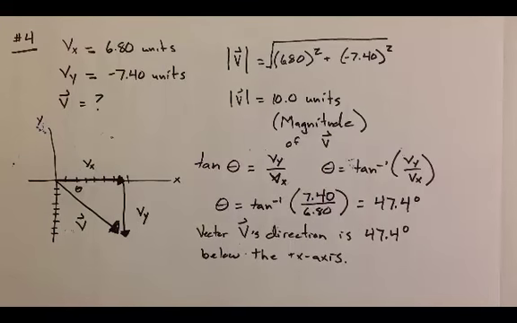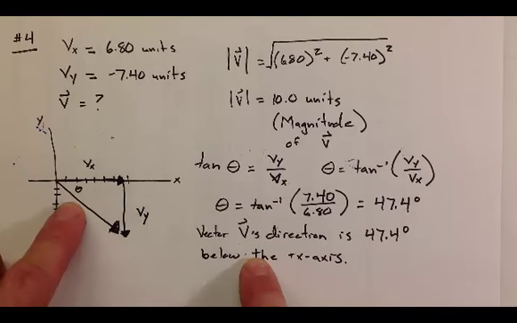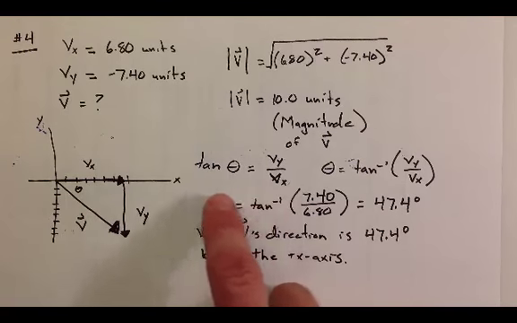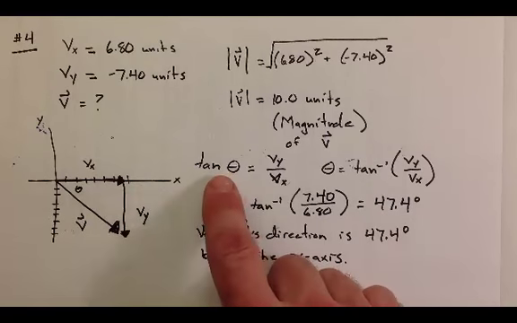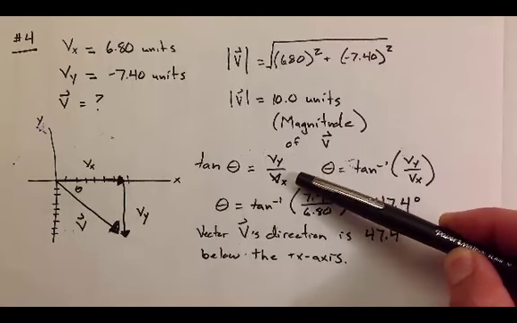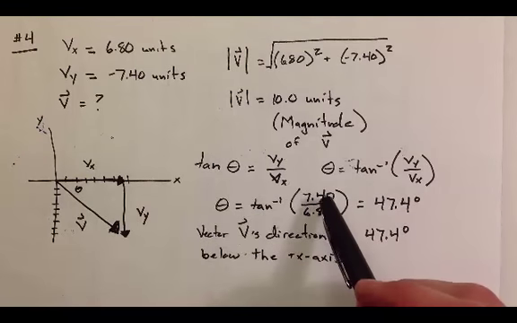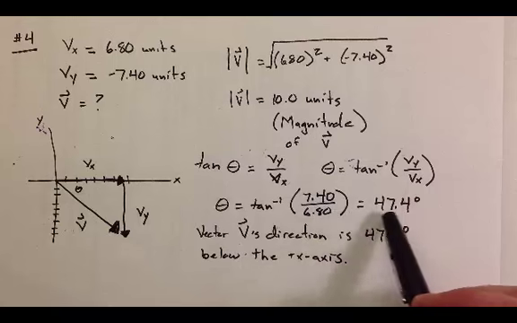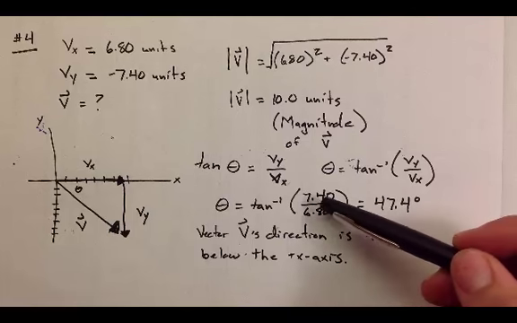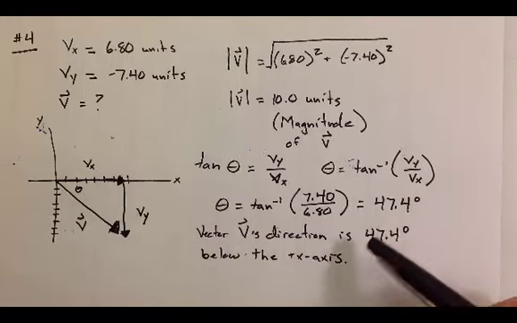And then to find the direction of vector v here, I would look at this triangle that I've drawn, and we would want to find this angle theta. All right, so using good old trigonometry here, I would say that the tangent of theta would be the opposite over the adjacent side, so that would be vy over vx. So theta then would be the inverse tangent of that. And if I plug that in to my calculator, I would get 47.4 degrees.